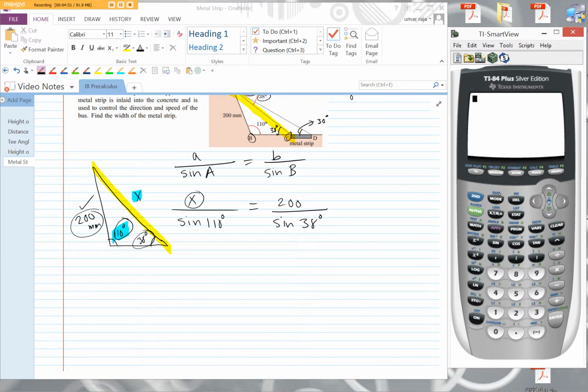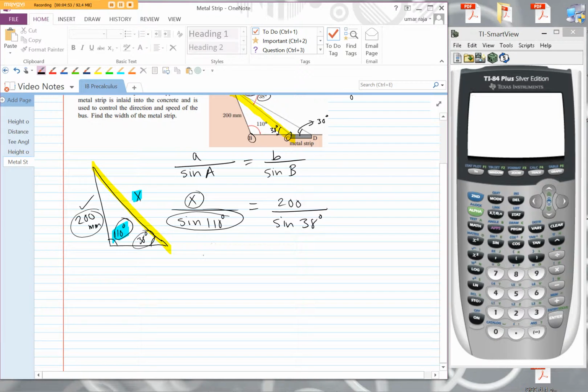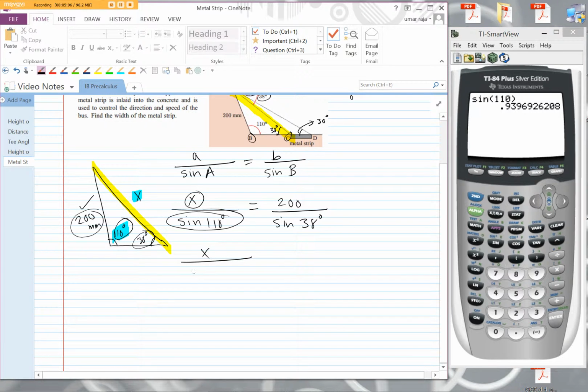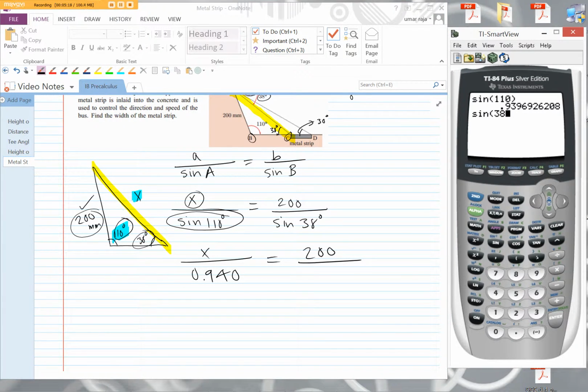At this point, this is what I would do. Simplify this. That's going to give you sine of 110. Once you put that in the calculator, close that parenthesis, press the enter key, and let's round that to 3 decimal places. That's going to be 0.940. And that's equal to 200 over sine of 38. Again, close that parenthesis, which is not really necessary, but it's just a habit, so I always do it. Again, round that to 3 decimal places.